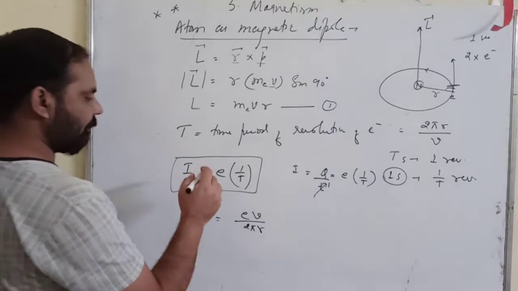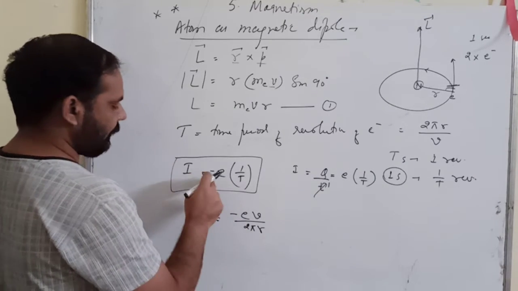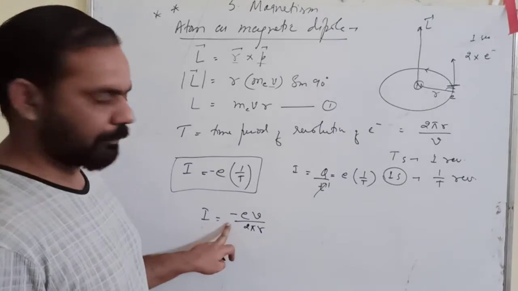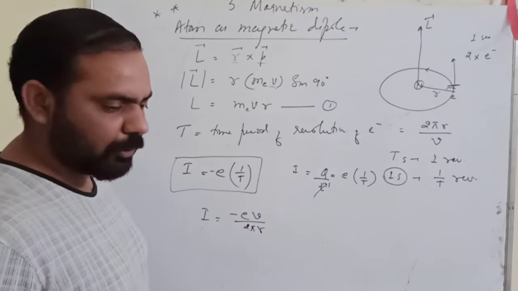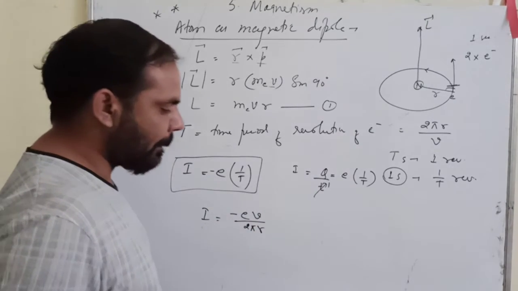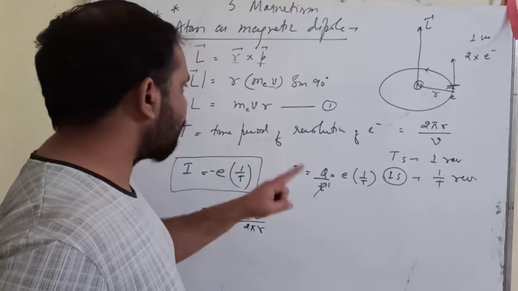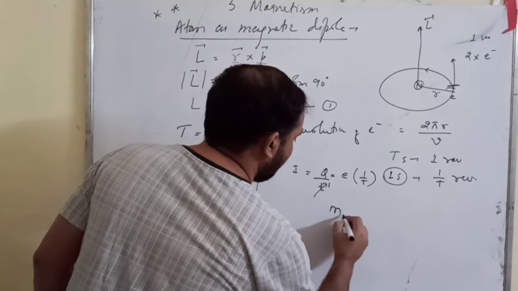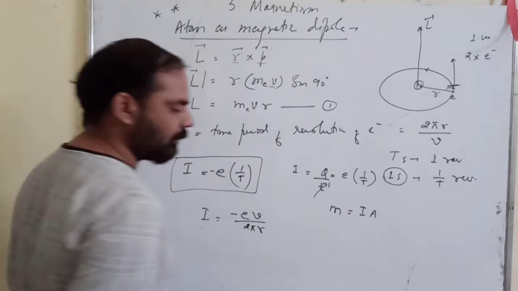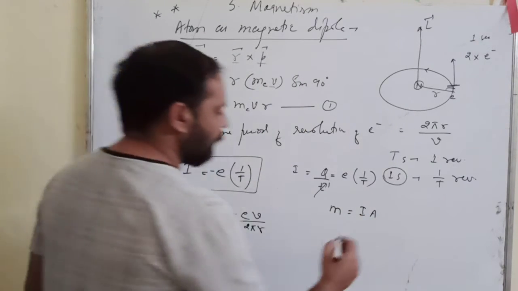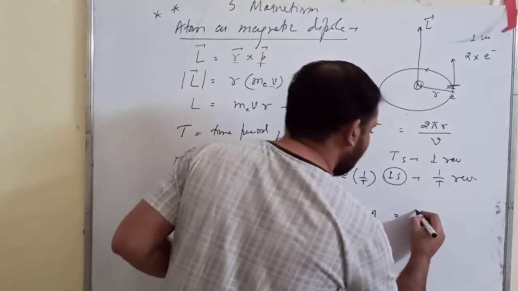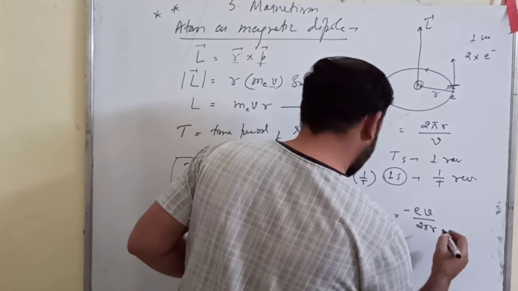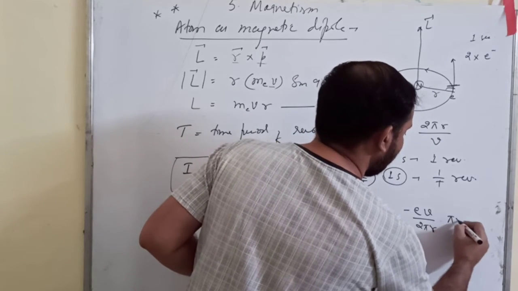One thing we will mark here is the negative sign, because the charge of the electron is negative, so we can put a minus sign here. So I equals minus EV upon 2 pi r. Now how much will be M? We know that the dipole moment is equal to I into A. So it will be minus EV upon 2 pi r into A, which is pi r square.